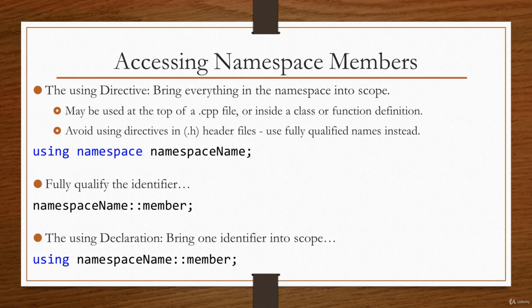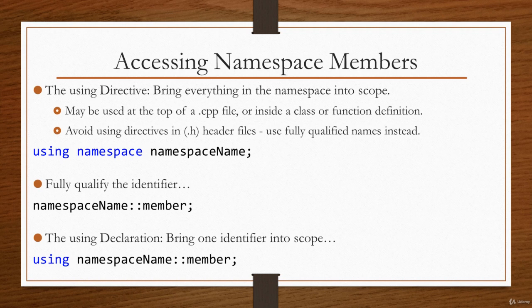Now this may be used at the top of a .cpp file or inside a class or a function definition, but you want to avoid using directives in header files or .h files, and you want to use fully qualified names instead. As I've demonstrated in previous examples, the using directive can cause conflict or identifier name hiding, and that can be difficult to debug. So again, you want to avoid the using directive unless you know that you won't have any conflicts.